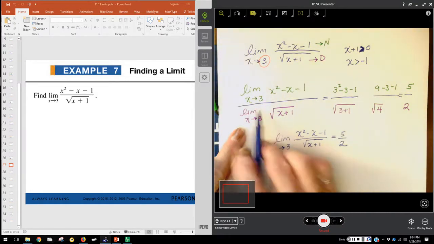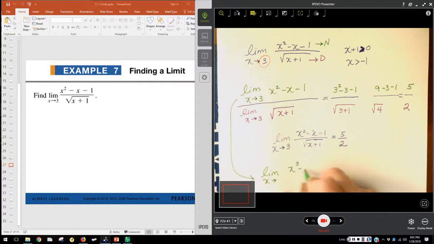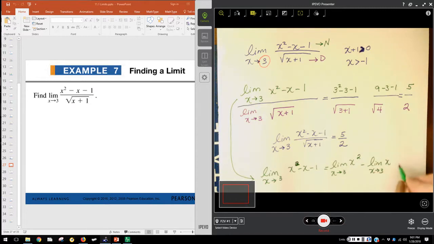But what we're actually doing with the numerator here, there's a rule which, you know, it should be fairly obvious, but let's not assume anything. One of those rules says that the limit as x approaches some number of a polynomial function is equal to the limit of each term in the function. I'm sorry, that's not cubed, that's squared. So the limit of x squared, minus the limit as x approaches 3 of x, and minus the limit as x approaches 3 of 1. Of course, 1 is 1 forever, so it doesn't make any difference.